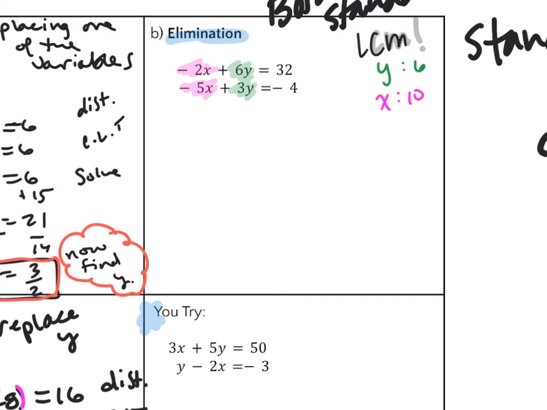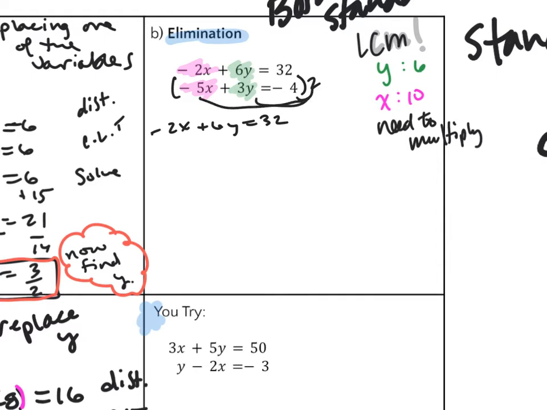So I need to multiply. Because of the pink, I would have 10, so I'd have to multiply both. If I choose y, I only have to multiply 1. So again, if you remember this, that's great. I'm going to rewrite my top one: negative 2x plus 6y equals 32. And then I'm going to think about distributing this whole thing: negative 10x plus 6y equals negative 8. That's why I did that, so I could eliminate those y's. So I'm going to add these together.